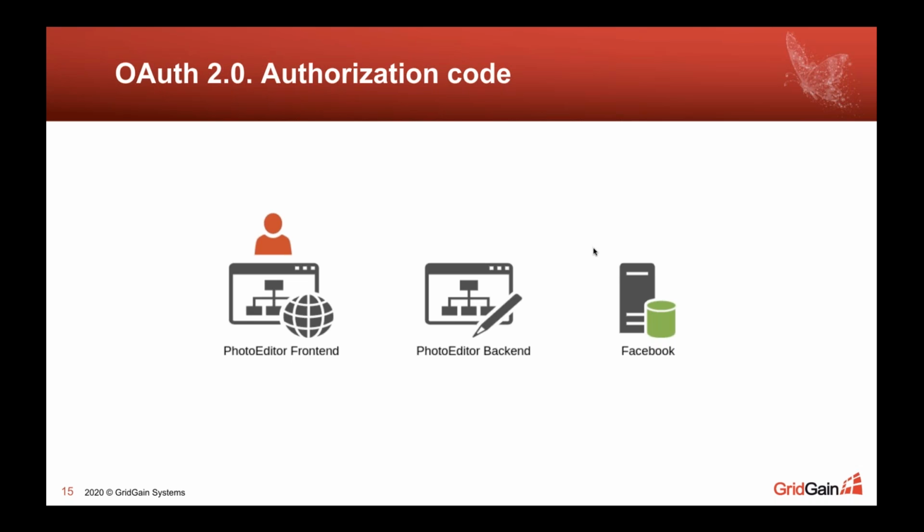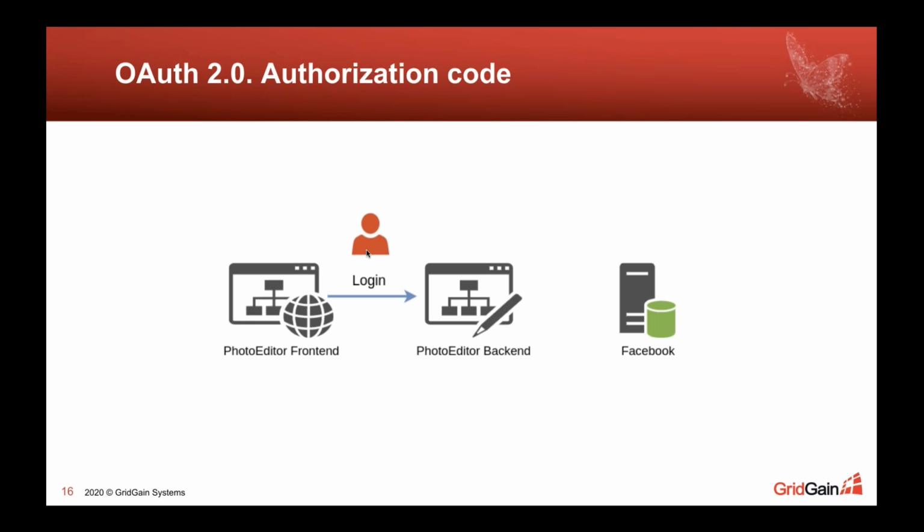So Facebook is going to be our identity provider. It will have pictures on the Facebook page that the user will want to download from the profile, and the backend, the photo editor, will need to retrieve that information from Facebook. So first, the user will need to authorize the photo editor to download pictures from their Facebook page.